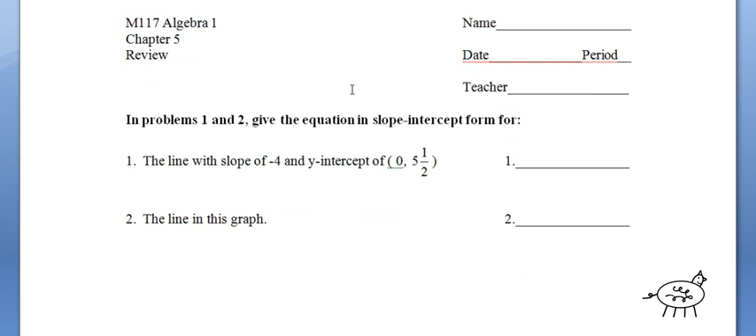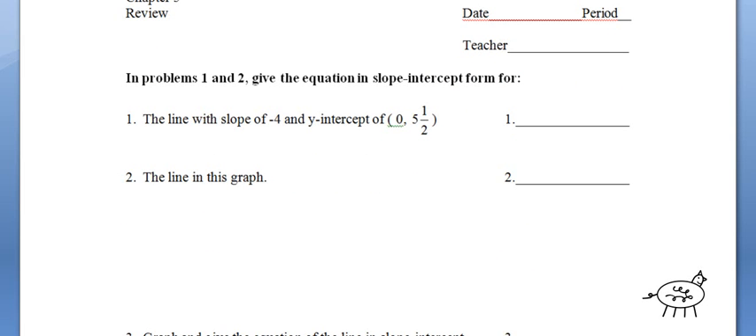In problem 1, 2, give the equation in slope-intercept. Okay, so you really need to watch what form I'm asking for. It's really important because if you don't get the right form, you're going to lose points, and it's a brutal way to lose points here. So again, what they say here is slope-intercept form. So you know it's going to be y equals mx plus b.